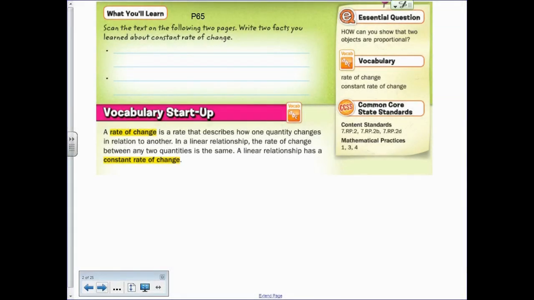Today, we will be looking at rate of change, constant rate of change, and slope. The rate of change is a rate that describes how one quantity changes in relationship to another. In a linear relationship, the rate of change between any two quantities is the same. A linear relationship has a constant rate of change.